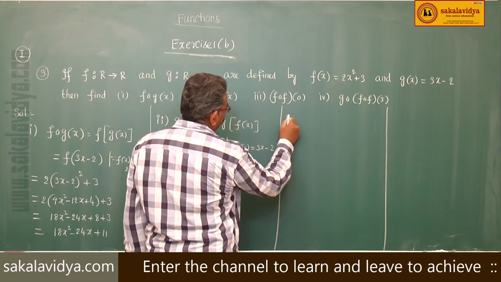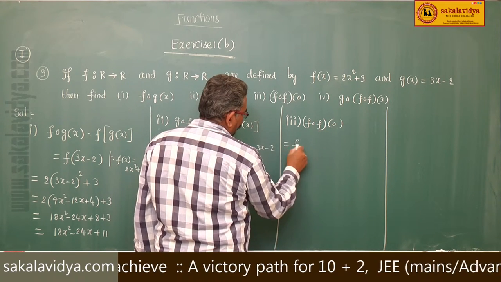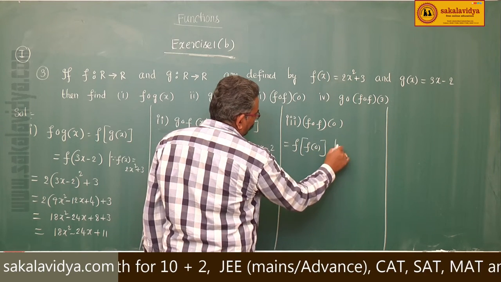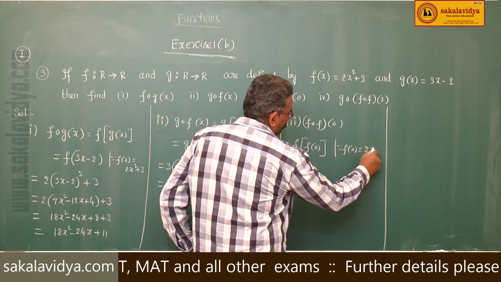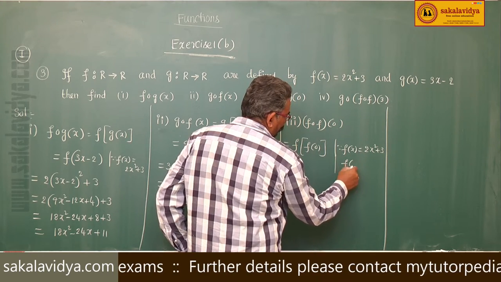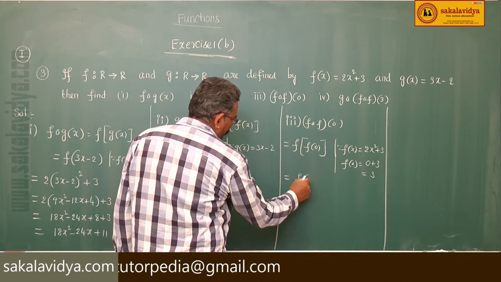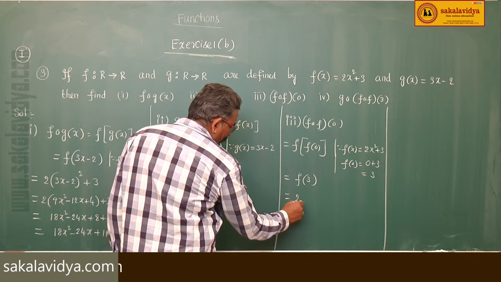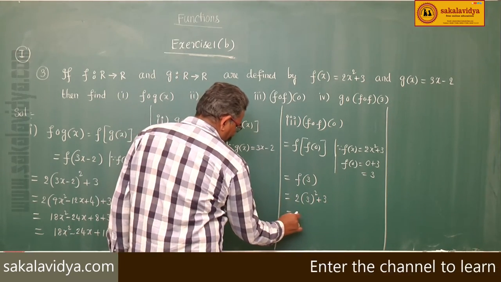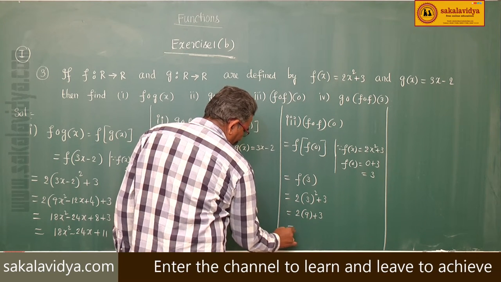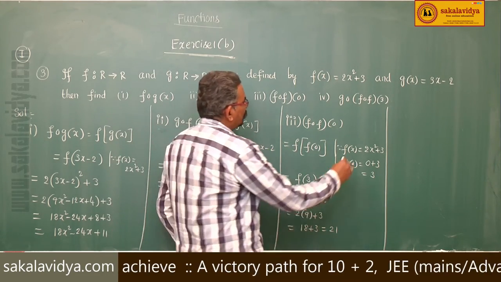Third one, f circle f of 0. This is f of f of 0. Now, f of x is equal to, we know that, 2x square plus 3. f of 0. So, 0 plus 3, 3. This becomes f of 3. f of 3 means 2 into 3 square plus 3. 3 square is 9. 2 into 9 plus 3, 18 plus 3 equals to 21. Third one is completed.